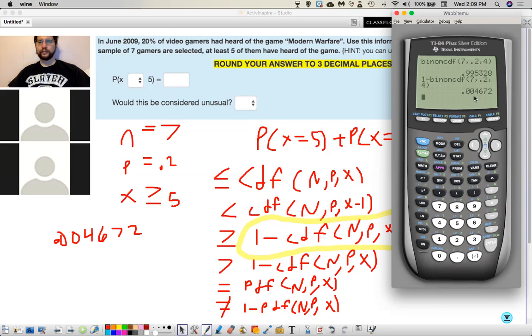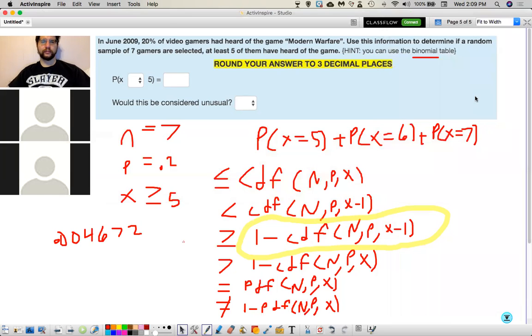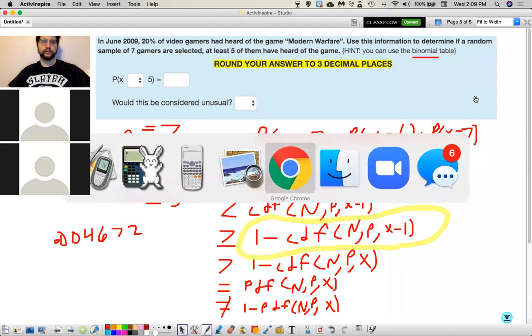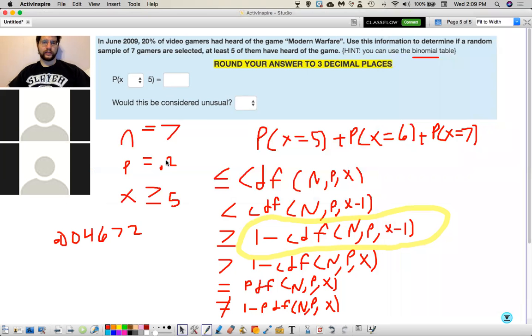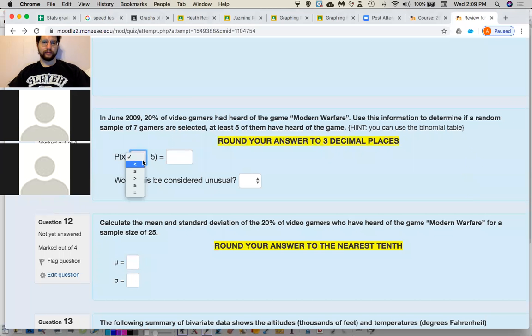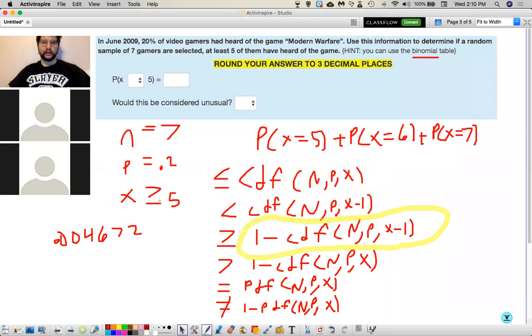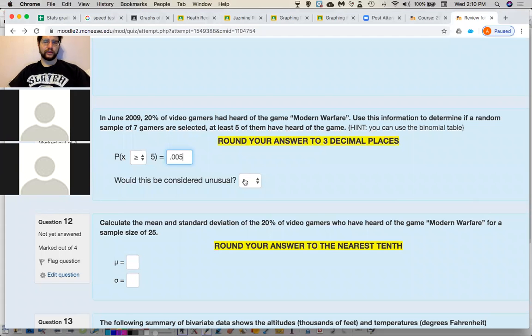So 3 decimal places, that's 0.005. So if we look, we say it's greater than or equal to 5 is 0.005. And again, less than 5% we consider unusual, so yep, that's unusual.